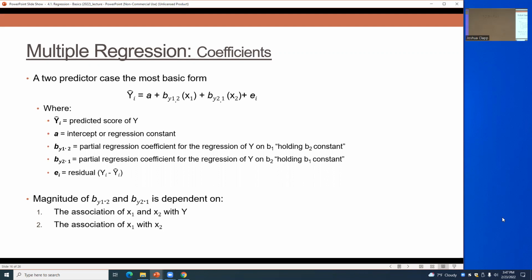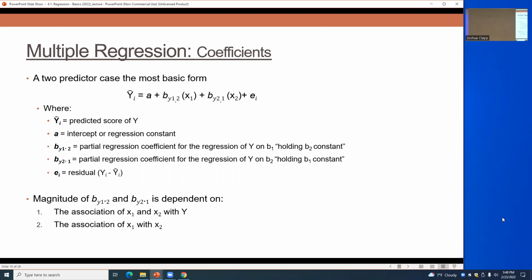But now our intercept or regression constant is going to be the expected value of y when all predictors are set equal to 0. So if I set x1 equal to 0 and x2 equal to 0, those two drop out, and I'm just left with my regression constant. Our residual is still our residual with OLS estimation. It's still calculated as the deviation of my observed value minus my predicted value. But my regression coefficients here are going to be partial regression coefficients.